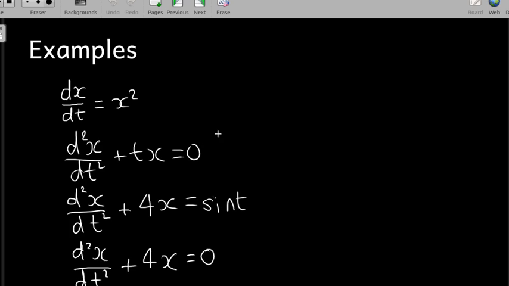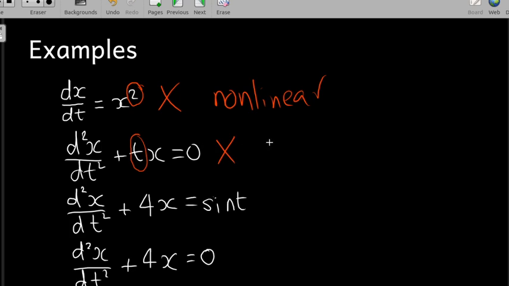If we look at the examples here, is this a linear ordinary differential equation with constant coefficients, and is it homogeneous? The answer to this first one is no, this is non-linear, because of this squared term. So that's not the right kind of differential equation. Looking at this second one, this is linear now, but if we look at the coefficient of x here, we see that it depends on t, so this is not constant coefficient.